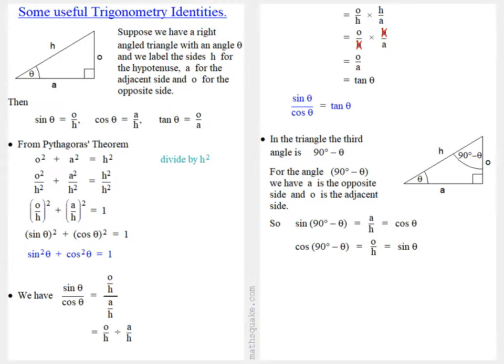And so we have the results. The sine of 90 minus theta is equal to the cosine of theta, and the cosine of 90 minus theta is equal to the sine of theta. Now it's important that you learn these four results. They can be very useful in solving problems.